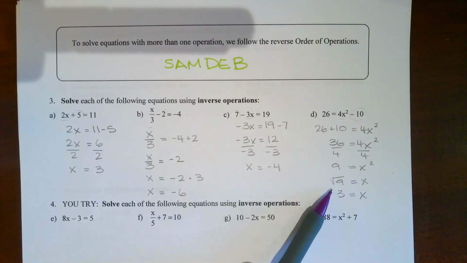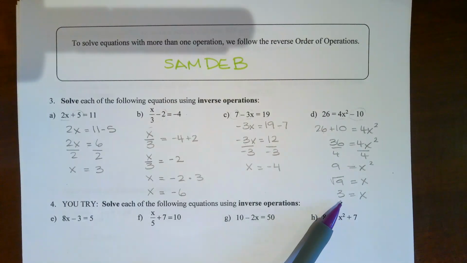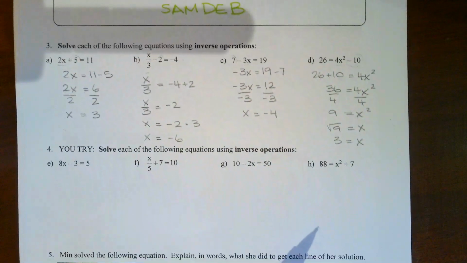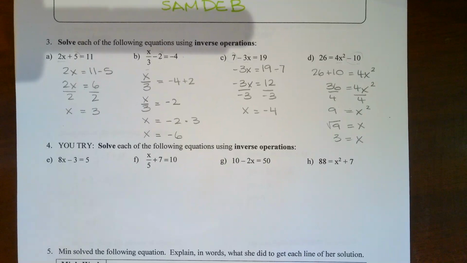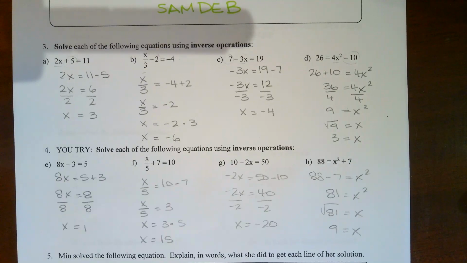Okay, and then you should get the square root of 9, which is 3. Okay, so at this point, you're going to pause the video again, and you're going to try the following questions on your own. Okay, so at this point, I want you to check, see how you did, and verify your answers.